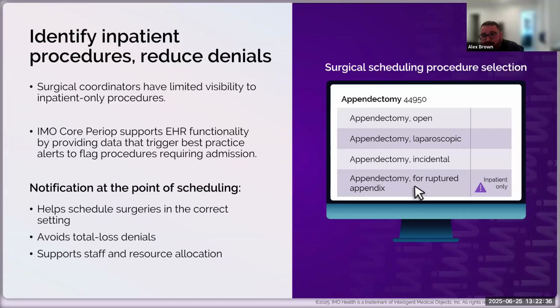You can also use that to look at other spots. It could be when the surgeon is placing their inpatient order. You could put that even in the PACU, because we all know things change all the time inside the operating room. Procedures get adjusted. So maybe you changed it from something that wasn't inpatient only to something that is inpatient only, and you need to make that change in the system.